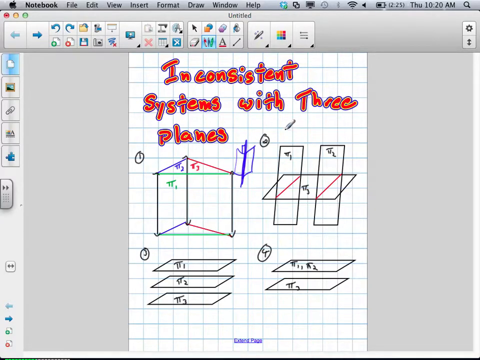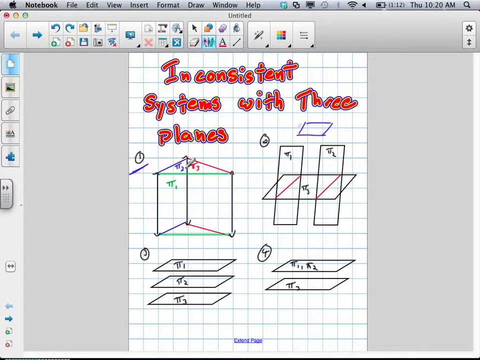Or we talked about consistent systems where 3 planes meet and it looks like the corner of a roof almost, just at a point. So they can meet at a line, a point, or there's the possibility that they're all the same plane, all 3 of them. Okay? Now, we're going with inconsistent systems.